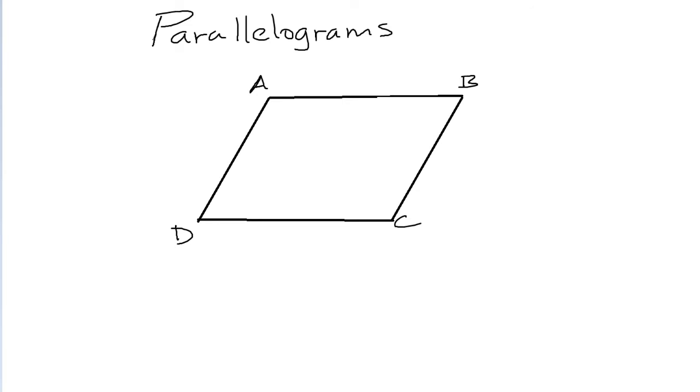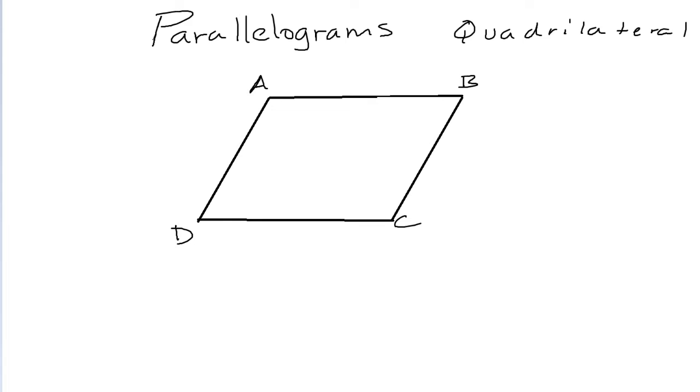Okay, so today we are going to look at parallelograms, and a parallelogram is a type of quadrilateral. Alright, so we have four different angles, four different sides. And let's look at some attributes of a parallelogram.